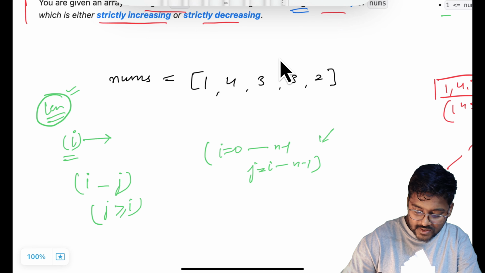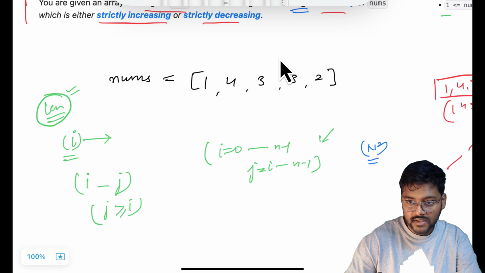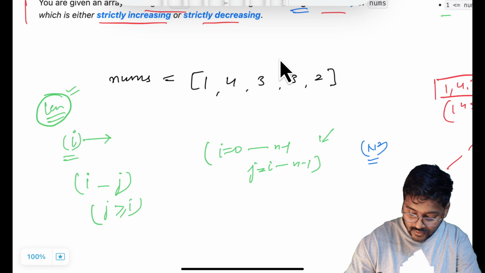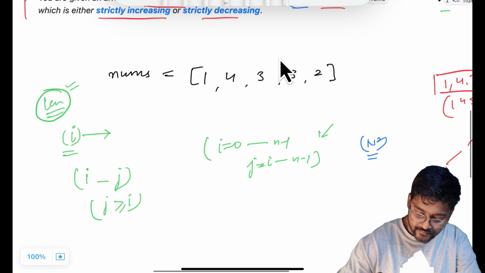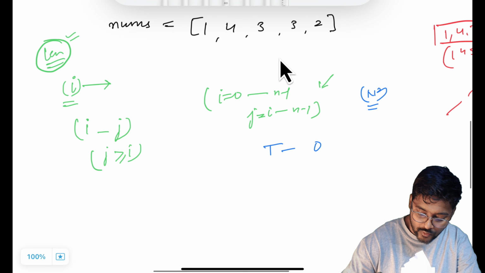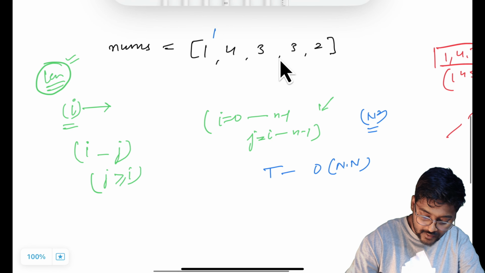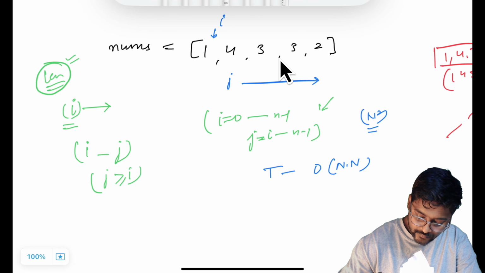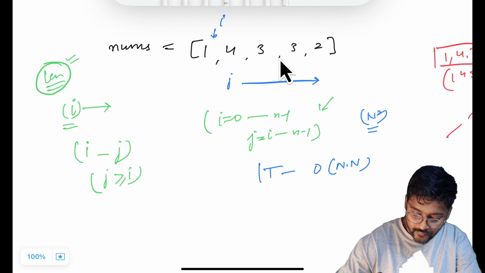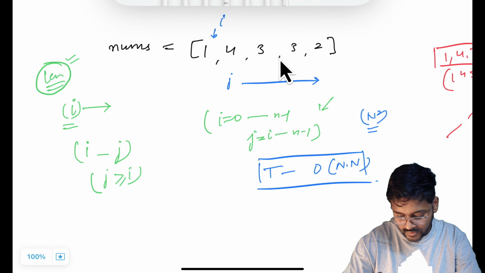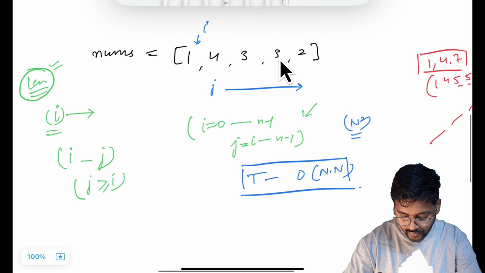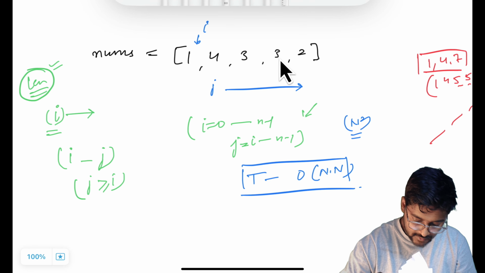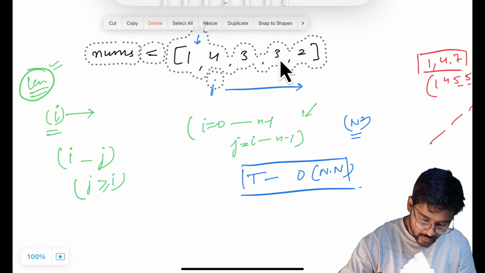If I'm covering all the subarrays, I can directly check whether that subarray is increasing or decreasing, right? But in this case, we are taking a time of order of n into n, because firstly we are fixing our starting position and then we are moving j from the starting position to the last position. So time complexity is order of n square for our brute force. But we are not going to use the brute force. We have to do something better than order of n square time.